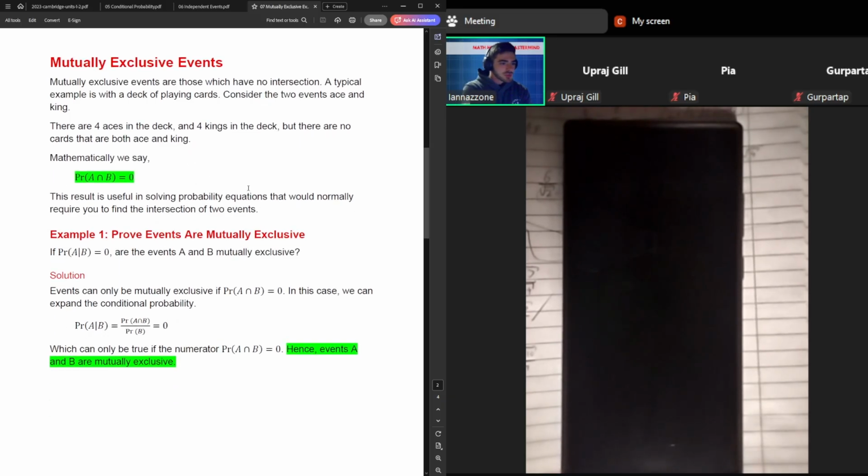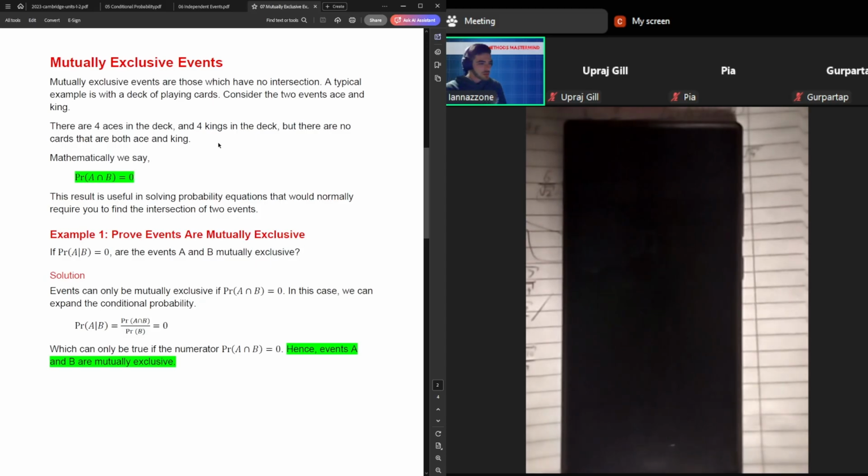Anyway, mutually exclusive events. It's kind of a similar vibe to what we're doing with independence. The definition of mutually exclusive simply means that there's no intersection between those events. So the probability of that intersection would therefore have to be 0.